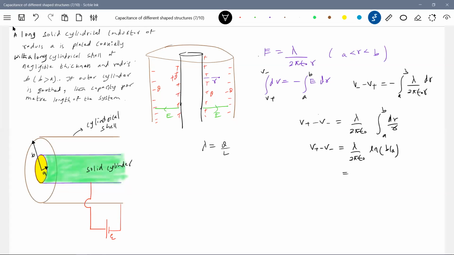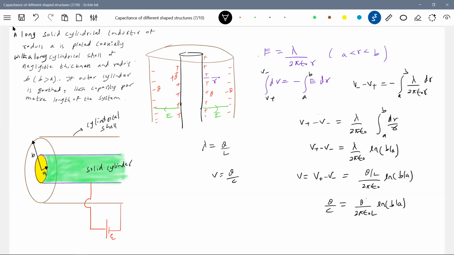So capacitance per unit length is being asked. You can write dq by dl, or q by l, anything. So lambda we can write as q by l. So q by l times 2 pi epsilon naught log b by a should be equal to the potential difference V. What is V further? Q by C. Equating, Q by C is equal to Q by 2 pi epsilon naught L log of b by a.